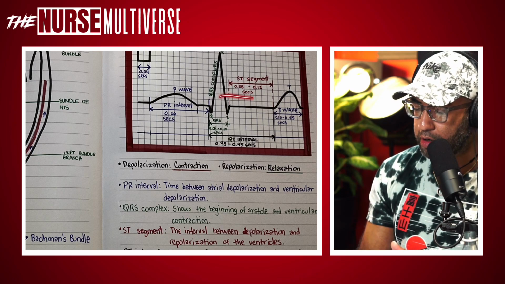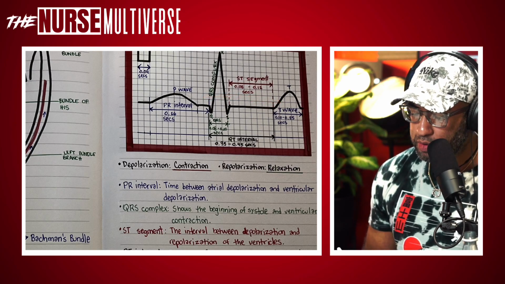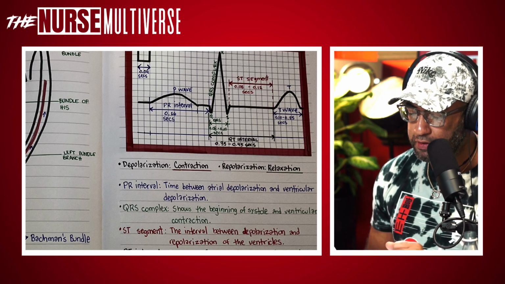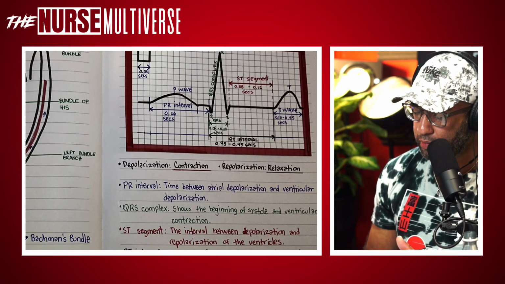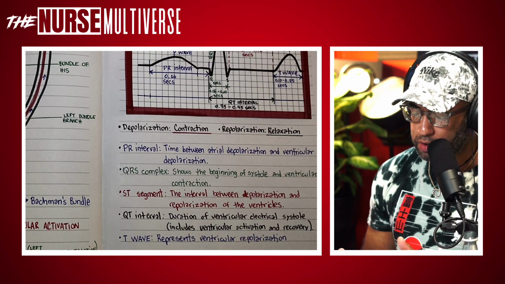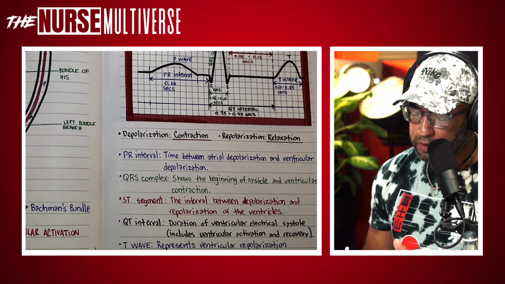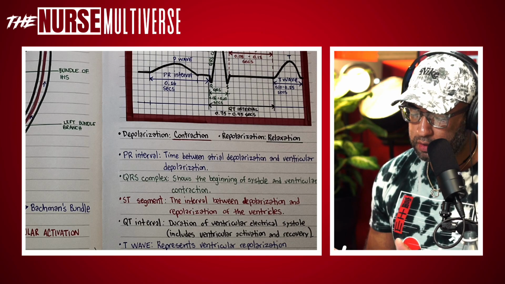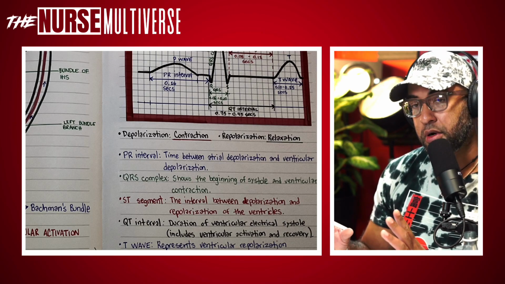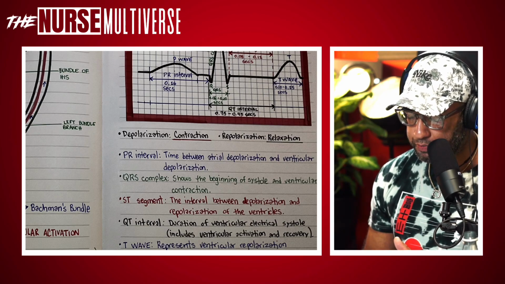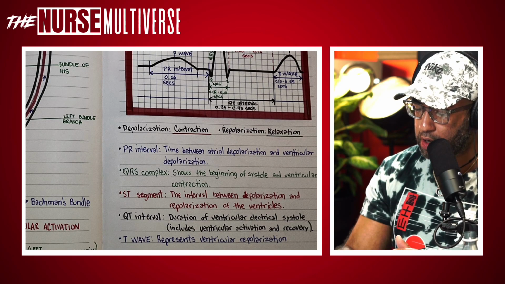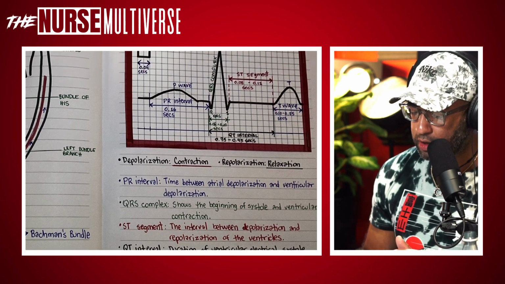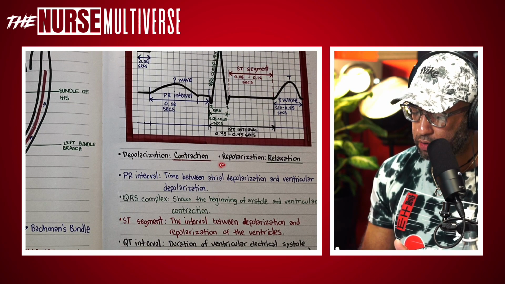Then we go to the ST segment right here, and that's the interval between depolarization and repolarization of the ventricles. When we were talking the other day about ST elevation, this waveform is going to be high like that, and that indicates a heart attack. Next we go to the QT interval. The QT interval is the duration of ventricular electrical systole, which includes ventricular activation and recovery. And last, we have the T wave right here, and that represents ventricular repolarization, which is relaxation.